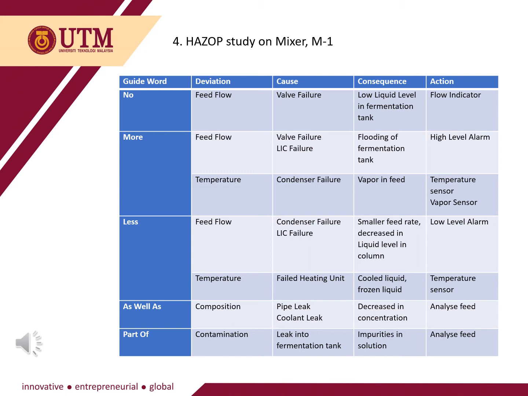But what if there's less feed flow due to condenser failure or LIC failure? A smaller feed rate and decrease in liquid level in the column will occur. A low level alarm should be okay to install there. So, what if some contamination occurs due to a leak into the fermentation tank? It will cause impurities in the solution, so we need to analyze the feed.